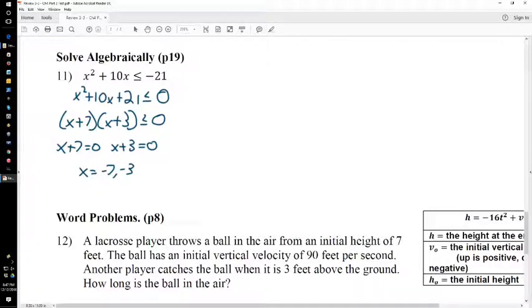And it's not just as easy to plug these in and find your y. For this one, we actually need to use test points.